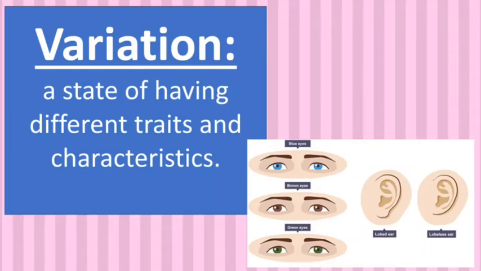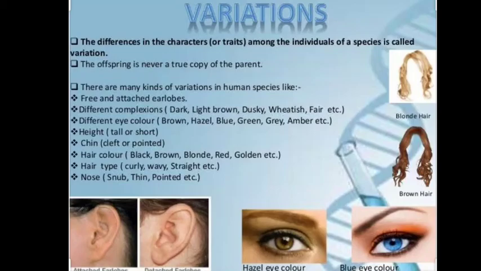Variation is a state of having different traits and characteristics. Here you can see the color of the eyes or the structure of the ears. We all have ears, but the shape of the ears is different, the color of the eyes is different. That is the variation which is coming out. They are the different traits, we can say, that come from our parents. Now this variation is because of the genes. The differences in the characters among the individuals of a species is called variation. Any child or offspring is never a true copy of the parent. They are the mixed one.